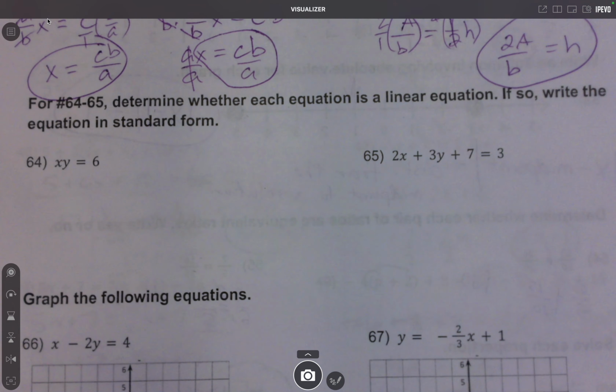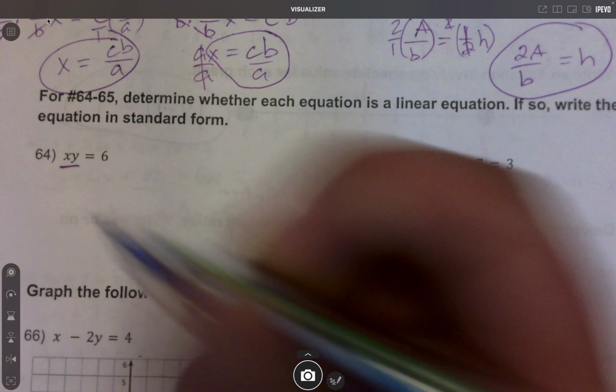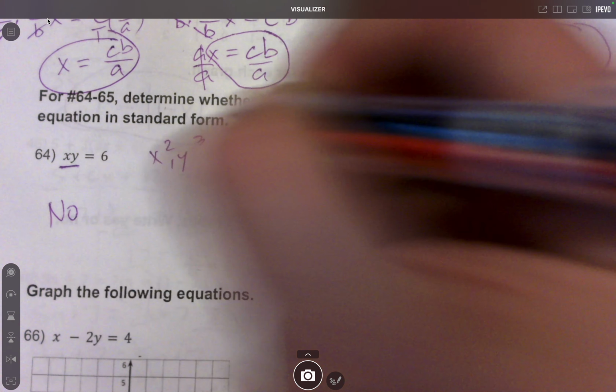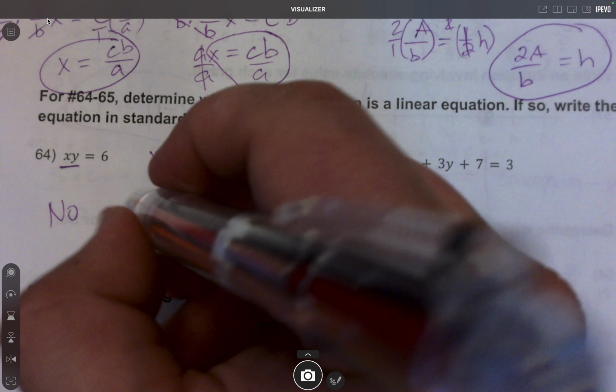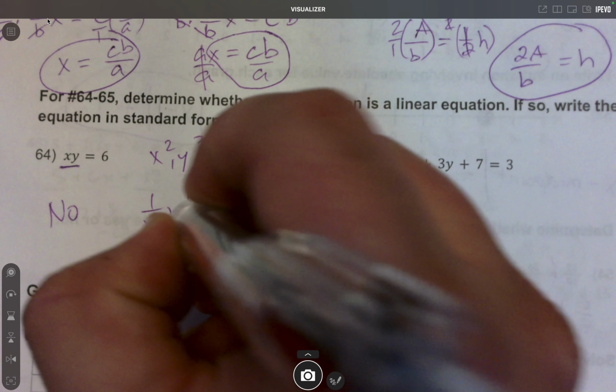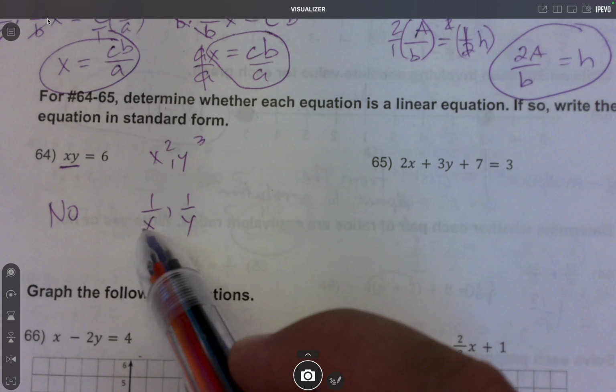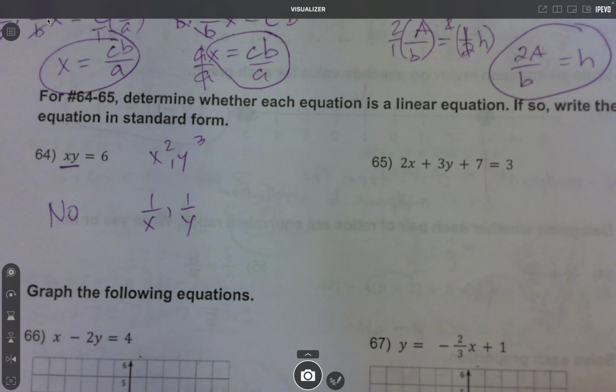Okay, 64 and 65. Determine whether each equation is a linear equation. If so, write the equation in standard form. 64 is not linear because we have 2 variables being multiplied together. Other things that make it a no, just as a reminder, are if we have exponents of any kind, or if we end up with a variable in the denominator. So these are just other things that would make you answer no, they're not linear.